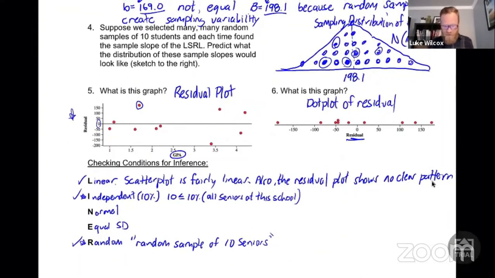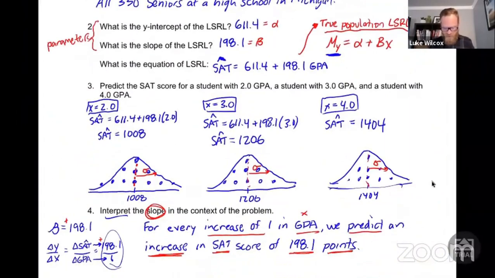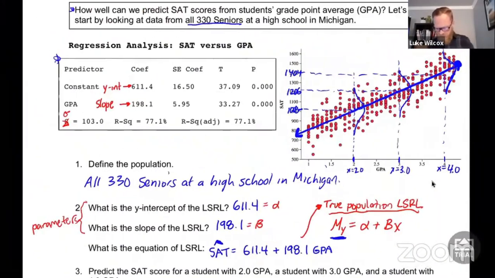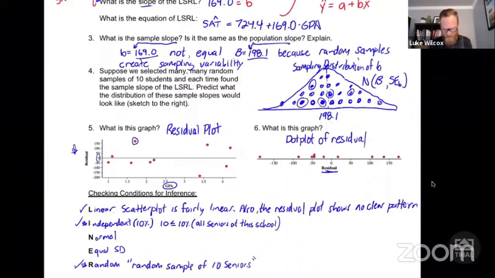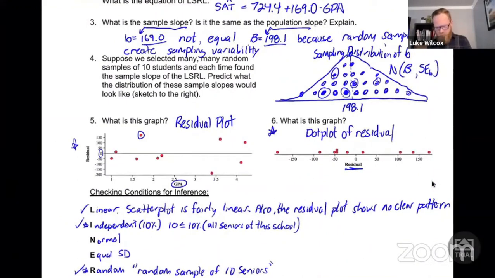Okay, now for the normal condition, this goes back to what we were talking about on the previous page with these normal distributions and with this scatter plot that has all these normal distributions. What we're trying to say is for each x value, the distribution of the y values is approximately normal. And the way that we're going to check that here is we're going to look at this dot plot of residuals. Okay, and hopefully we see something that looks relatively normal there. But surely we don't want it to have an outlier or strong skew. So I'm going to say here that the dot plot of residuals shows no strong skew or outliers.